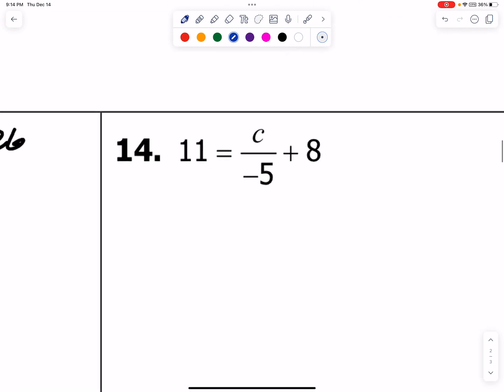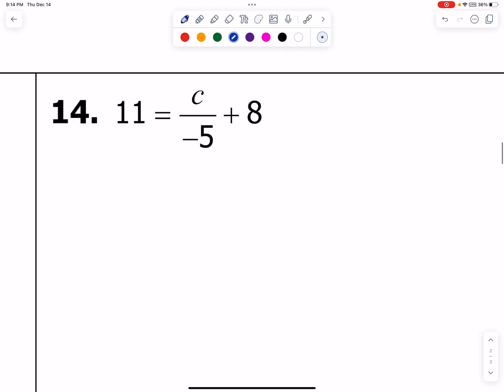All right, let's try number 14. Again, thinking of opposite order of operations, addition and subtraction first is what we're going to undo. I see a plus 8, so what are we going to do? Minus 8 to both sides. Physically cross that out, and let's write what we have now. So we have c divided by negative 5 equals 11 minus 8 is 3.